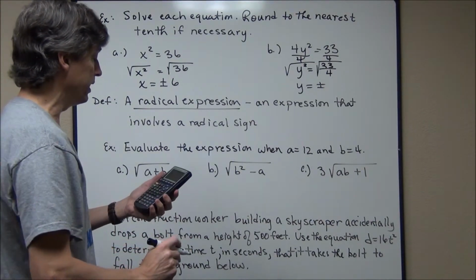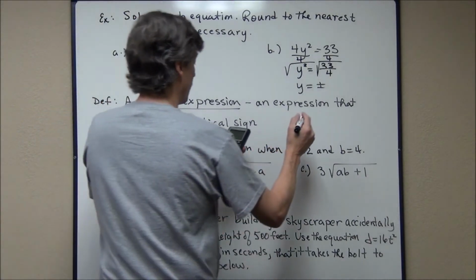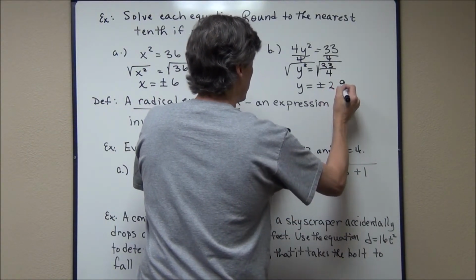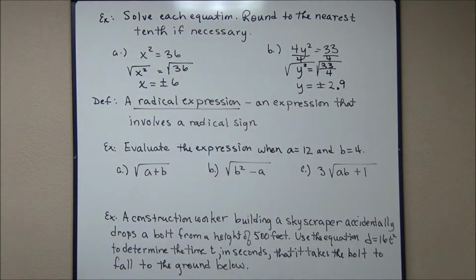I get 2.8722 and so on. So that's going to round to 2.9. So that's going to be approximately 2.9. So I get y equals plus or minus, two values, positive or negative, 2.9. Now it's positive or negative, but it's just force of habit. I say plus or minus. If I do say that, I apologize. It's positive or negative.